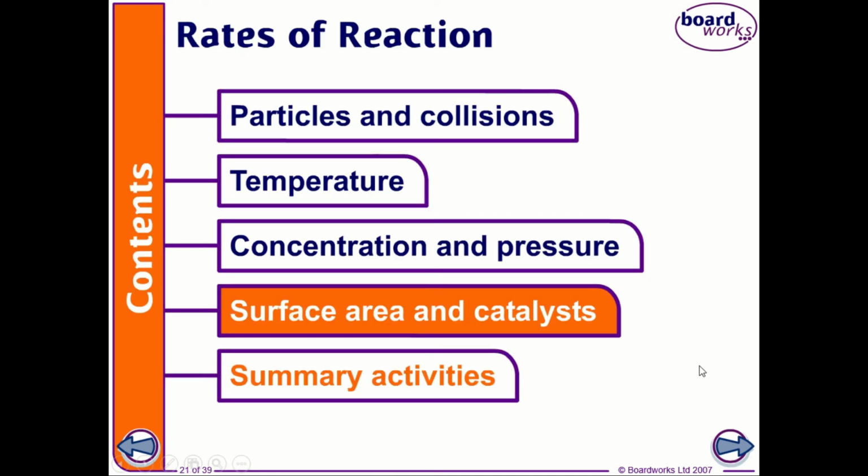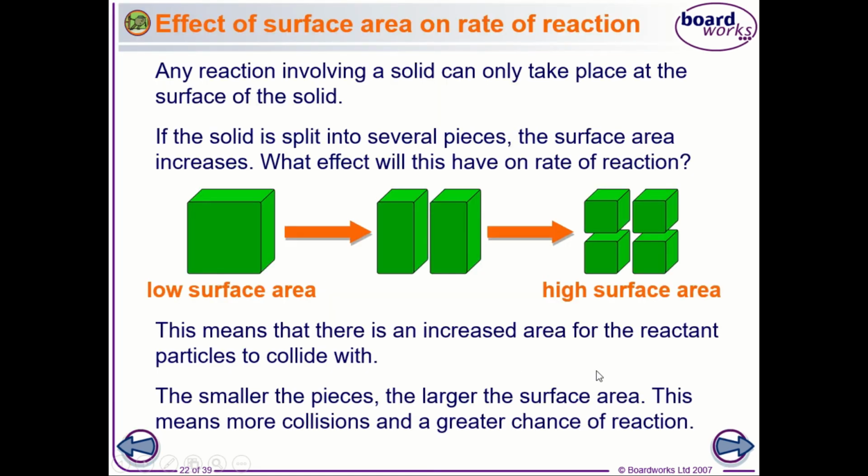Next, surface area and catalysts. So, ngayon naman, when it comes to surface area, this is between solid reactants. Kung kanina, yung pressure, it is for gas. Kanina, yung concentration, it is for liquids. So may kanya-kanyang state sila. So, pag sinabi nating liquid, this is under concentration. Pag sinabi nating pressure, this only affects gases. Pag sinabi nating surface area, this affects solid.